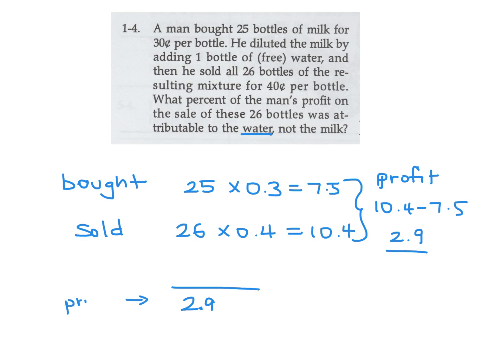That's what we figured out. And then the water is basically all they're interested in. The water is 1 bottle, and he sold 1 bottle for 40 cents. So that would be the profit just for the water.